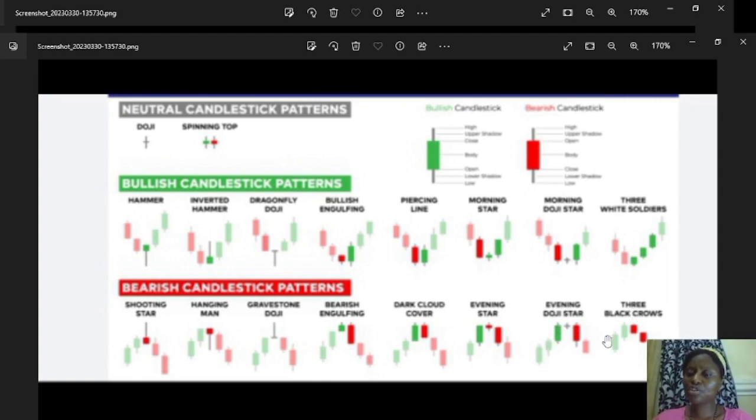We also have the three black crows. The three black crows also form at the resistance area of a market. It shows that the bullish trend is changing to a bigger bearish trend. So these are the candles you have to take a look at anytime you are in the market.